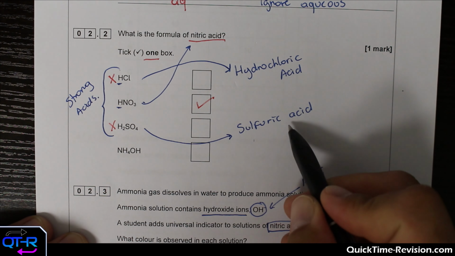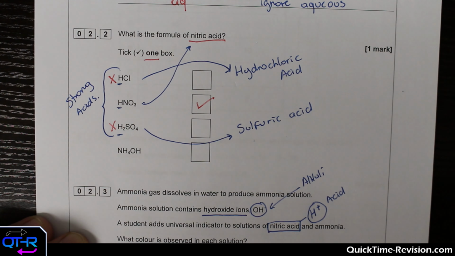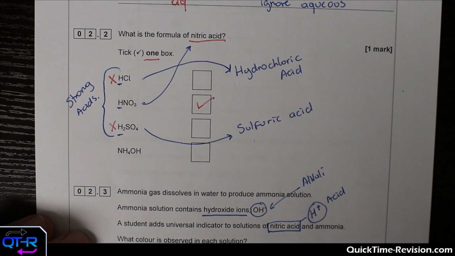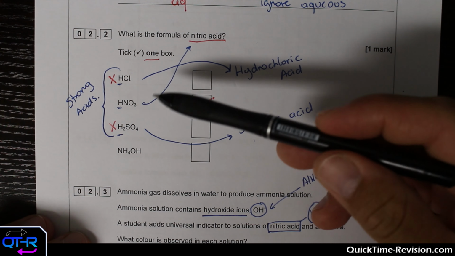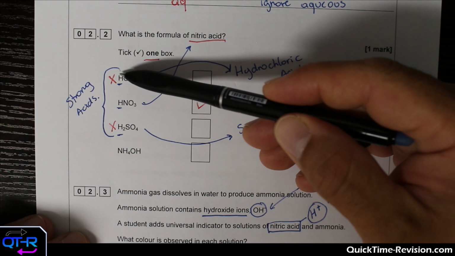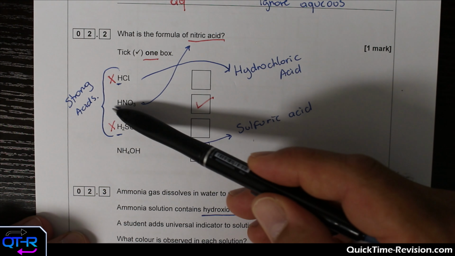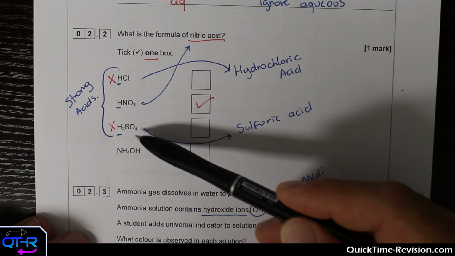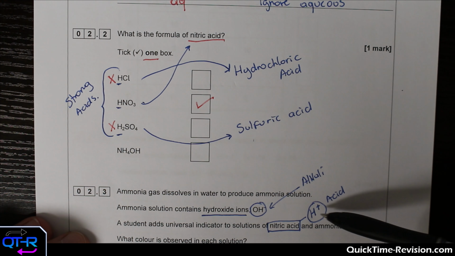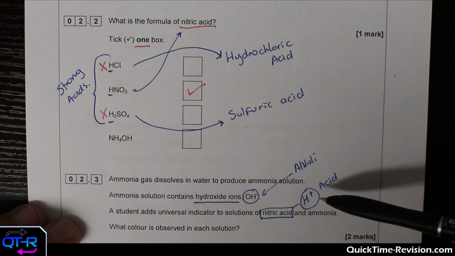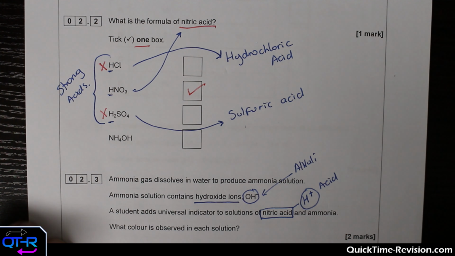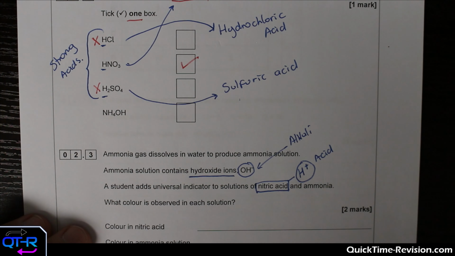Now if we look back over here into this question, notice that hydrochloric acid has hydrogen, nitric acid has hydrogen, sulfuric acid also has hydrogen, and when they are dissolved in water, those hydrogens break away from the chlorine, hydrogen breaks away from the NO3, hydrogen breaks away from the SO4, leaving floating H pluses all around the solution, and that is what makes something acidic. So the question is, what color is observed in each solution?